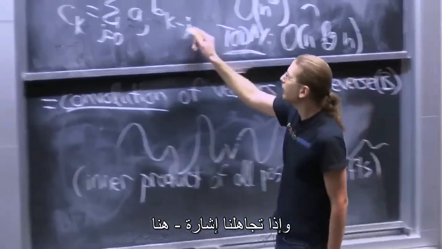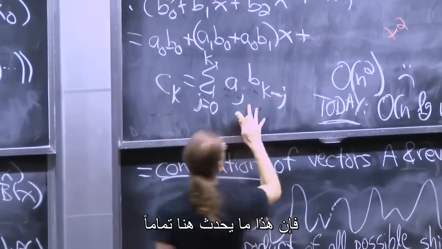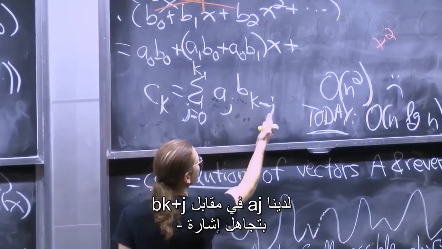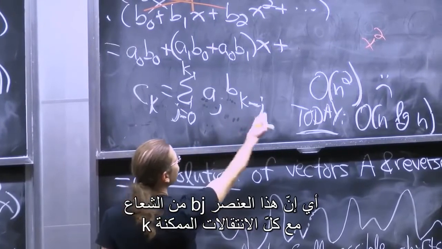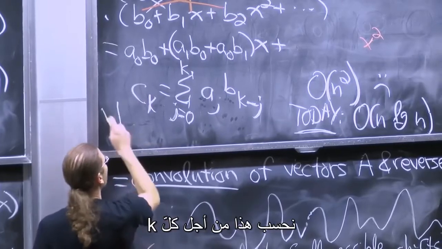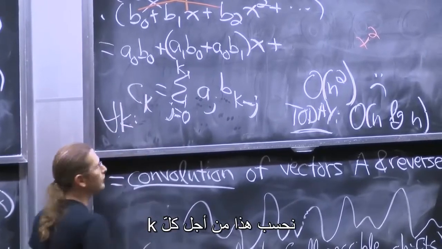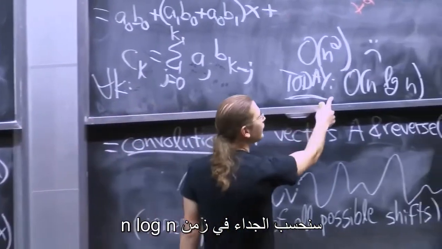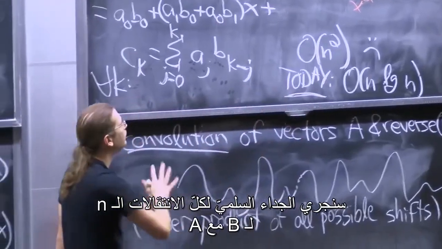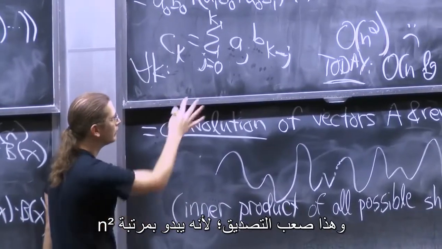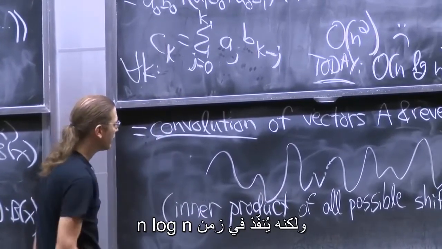And if you ignore this minus sign, that's exactly what this is doing. This is taking a_j versus b_k, pretend it's plus j. So that's the b_j vector, but with all possible shifts k. We compute this for all k. That's really cool. We're going to compute it in n log n time. All different n shifts of b, we'll take the dot product with a. It's kind of magical because it looks like you're doing n squared work, but we will do it in n log n time.